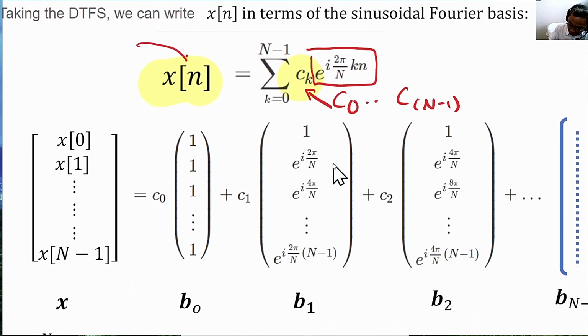Now, because the signal is periodic, small n only goes to N minus 1. What happens at N, 2N, and so on is that the equation remains the same. Alright, so now let's deal with x[0] to x[N-1].